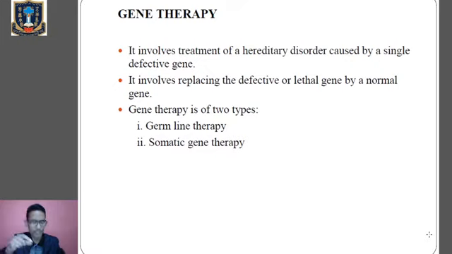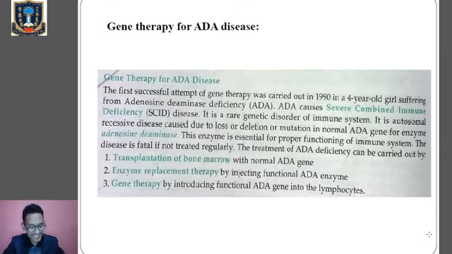Germline therapy, in which the functional gene is introduced into the reproductive cells or the germ cells like sperm or the ovum, or even in the zygote, to replace the defective genes. And in somatic gene therapy, we are introducing the functional gene into the somatic cells or the body cells. Clear? So now we will learn about the gene therapy for ADA disease.